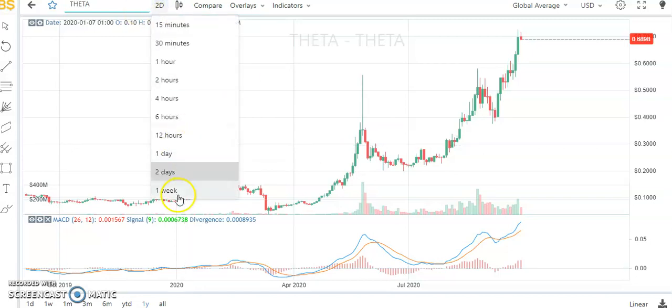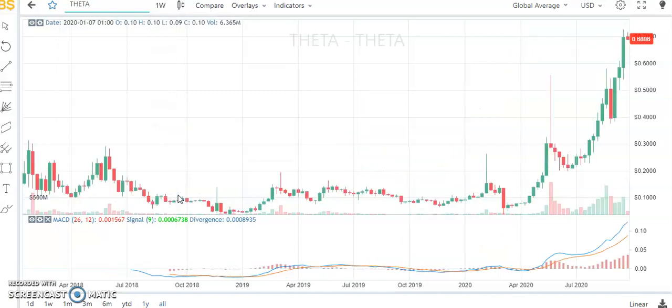In order to have a better idea, let's switch to the weekly chart and see what we can understand. As you can see here, the very first important threshold was around 0.30 US dollar. From here, we've experienced a huge reversal signal with just a small retrace.